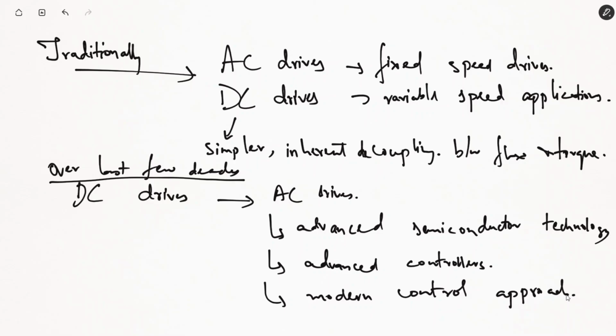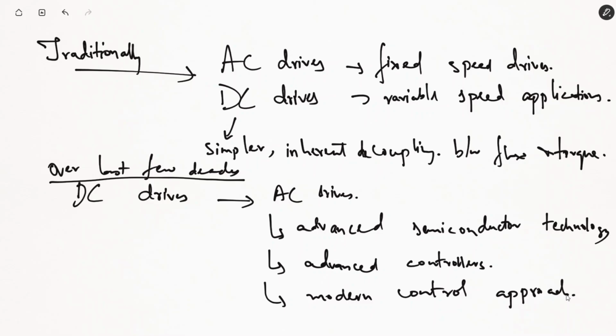Fine. So nowadays, AC drives are used in wide speed range applications as well. We are not now limited; we do not have DC drives limited to variable speed applications. We are now using AC drives predominantly in variable speed applications. That was not the case earlier.